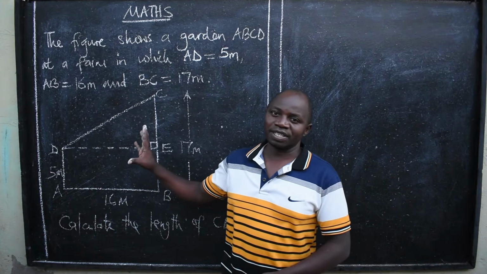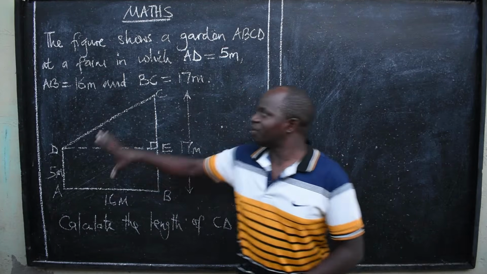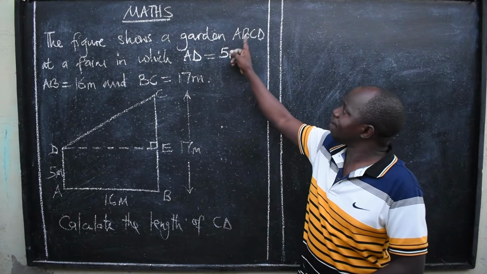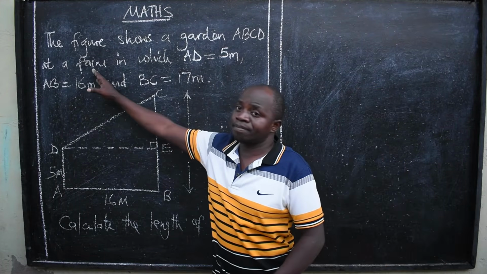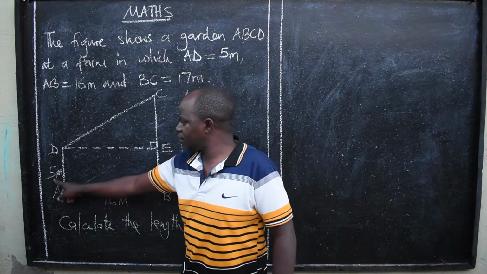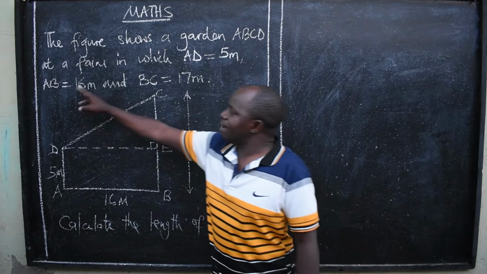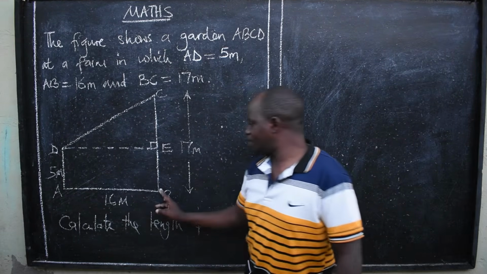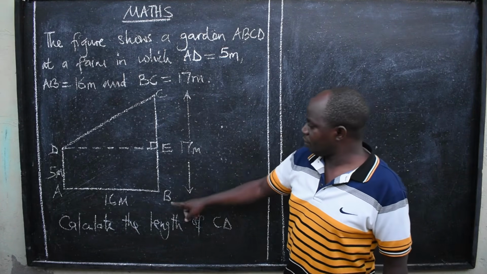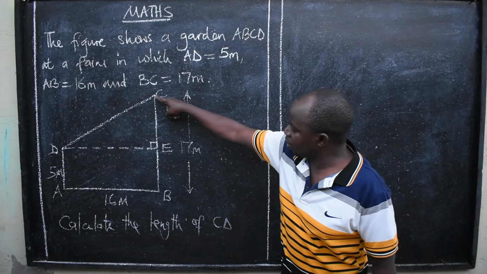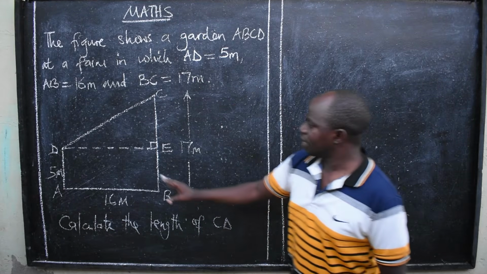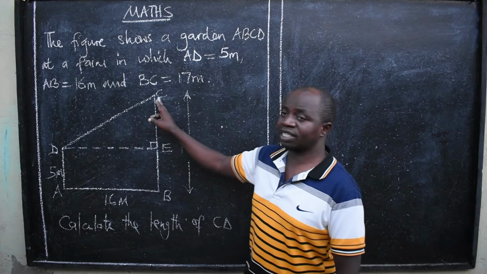This is mathematics for junior secondary. We have a question here that says the figure shows a garden A, B, C, D at a farm in which AD is 5 meters. So we have A to D 5 meters here, and AB is 16 meters, A to B 16 meters, and BC is equal to 17 meters. So this length here is 17 meters. Now the question is, calculate the length of CD. C to D. What is this length?